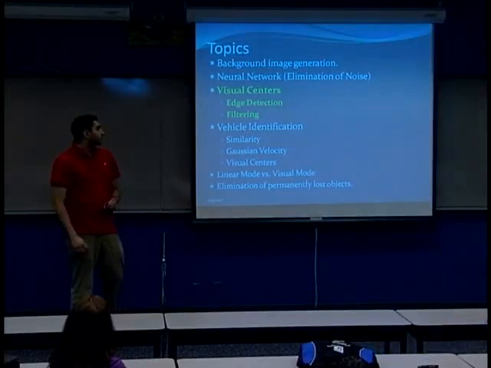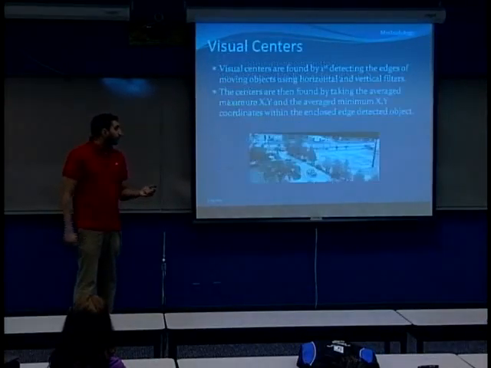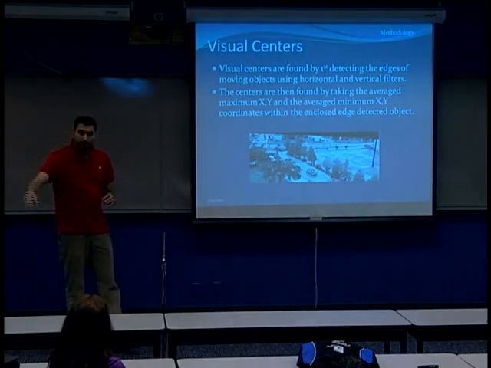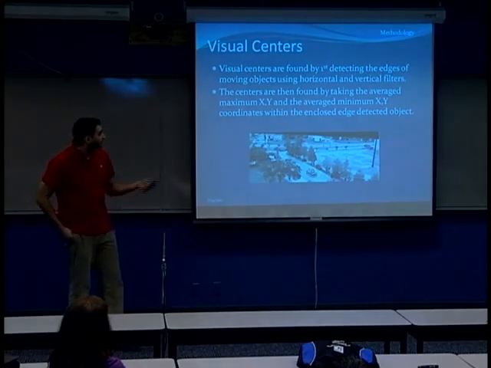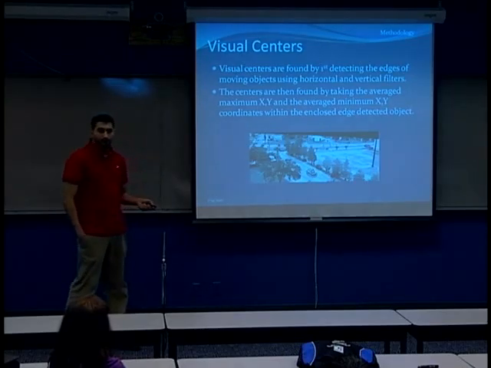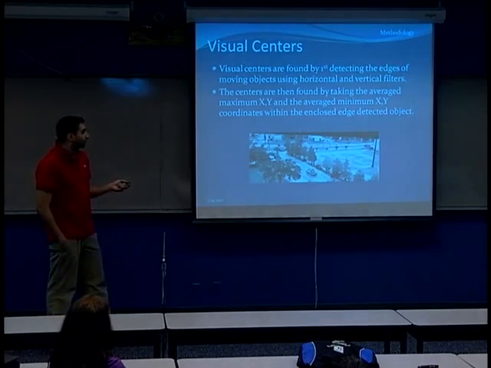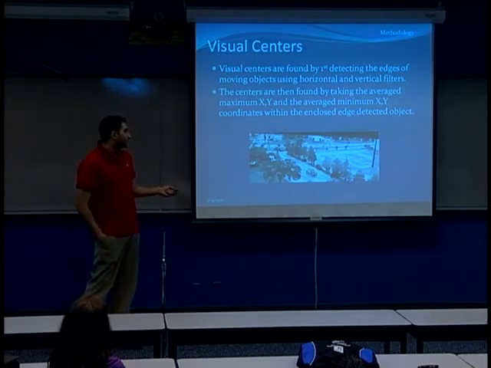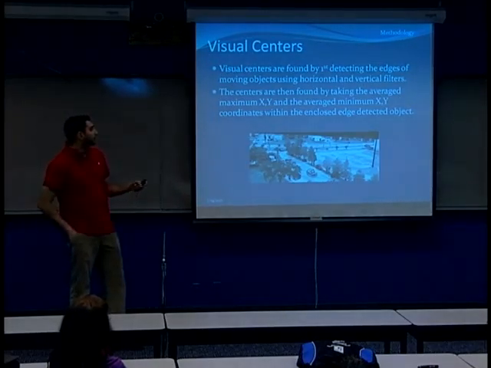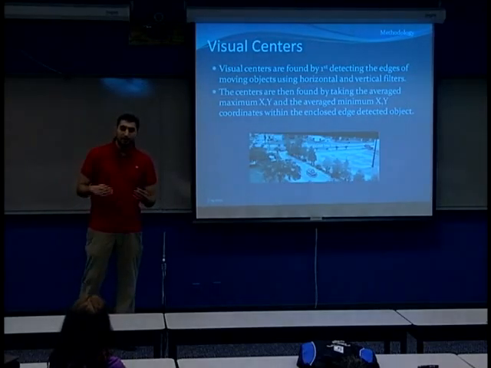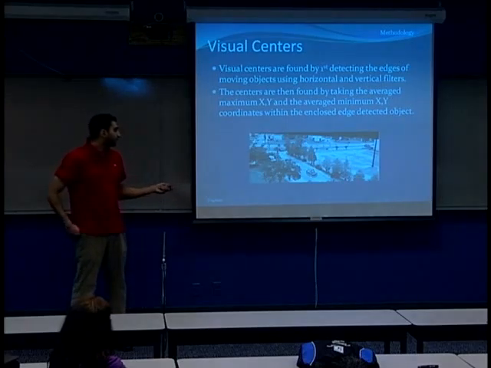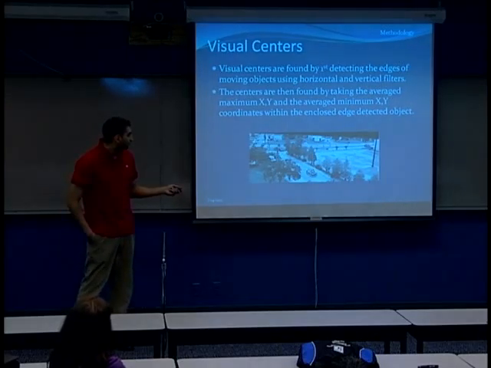Another topic is the visual centers and how to detect them. What we did first is try to find the edge of the moving object, and we did that by using horizontal and vertical filters. After we found the edges, shown in red around the object right here, we took the maximum and minimum of the x and y coordinates, took the average of them, and found the centers, which are in blue right here.